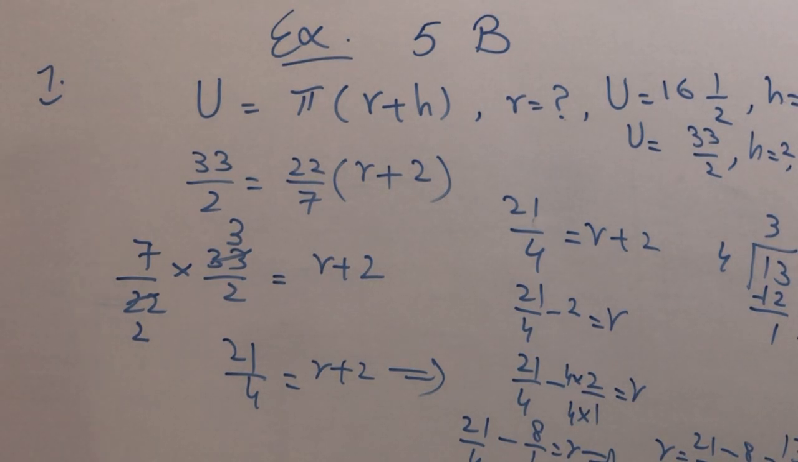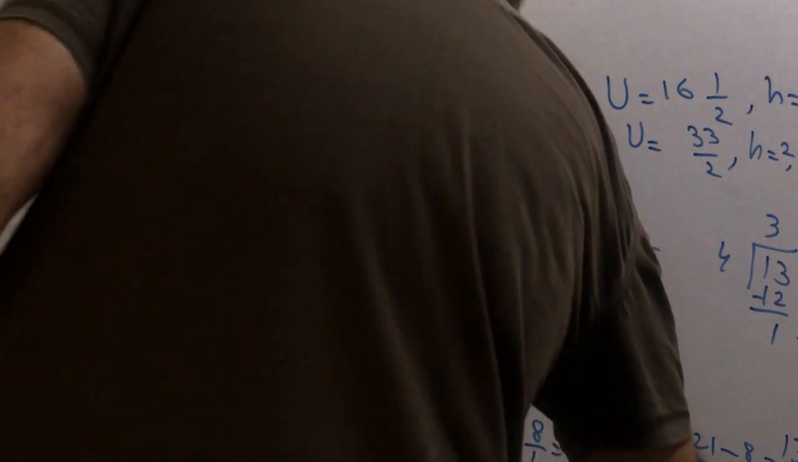It was very easy. We had the formula u is equal to pi into r plus h. We had the value of u is equal to 16 and a half and h is equal to 2. We converted 16 whole number 1 over 2 into improper fraction form. It became 33 over 2, h is 2 and pi is 22 over 7. We just plugged in the values and made simple calculations and we came to the result 13 over 4, and then we divided 13 with 4 and we got 3 whole number 1 over 4, which is the answer for question number 7.